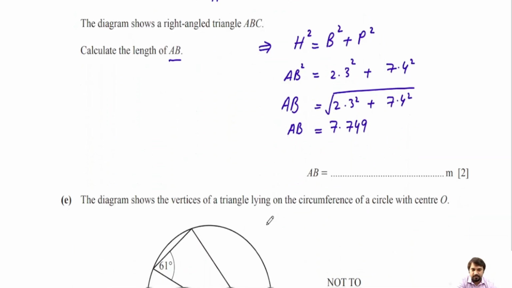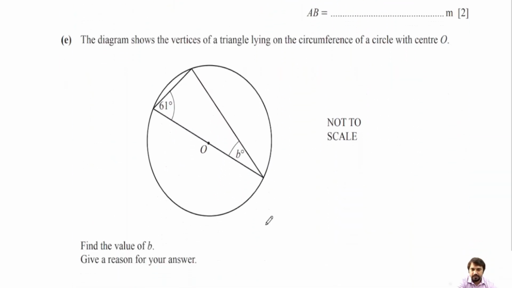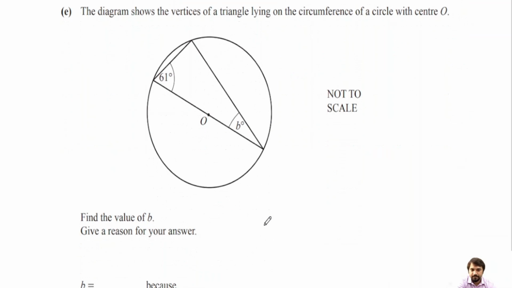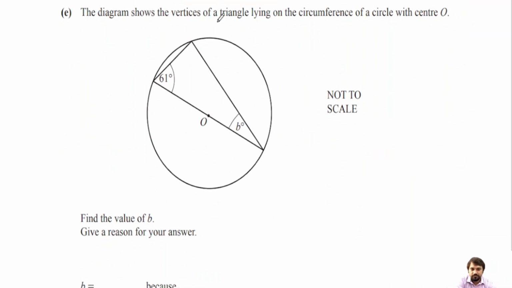The next part is part E. The diagram shows the vertices of a triangle lying on the circumference of a circle with center O. What is a vertex? The corner points of any figure known as vertex. So a triangle has 3 vertices. The corner points A, B, C.